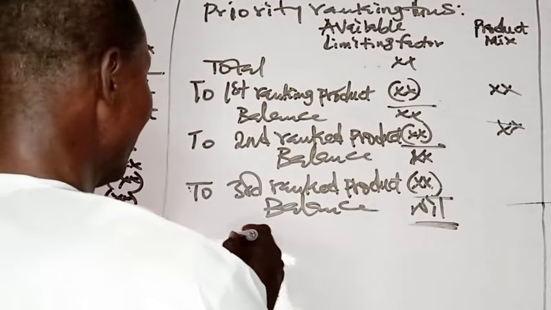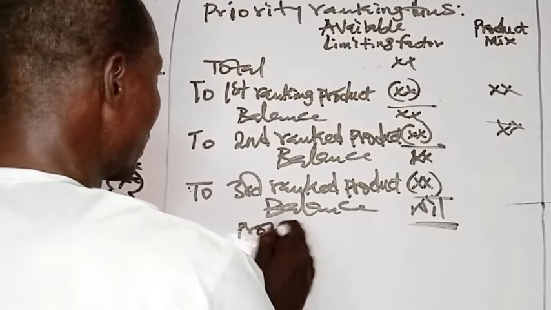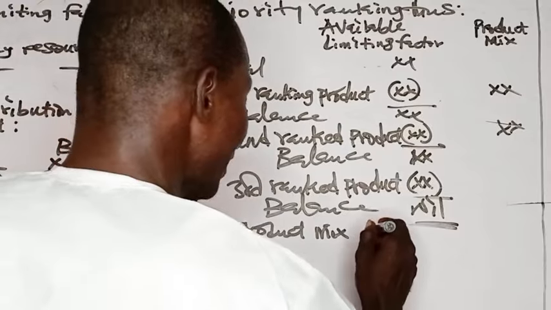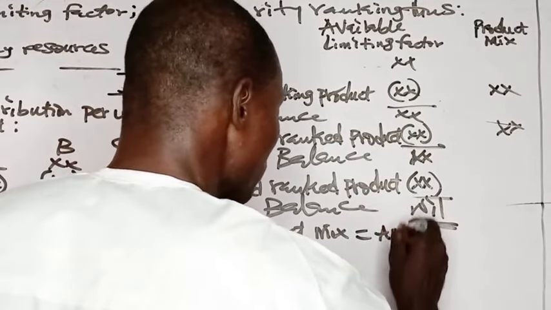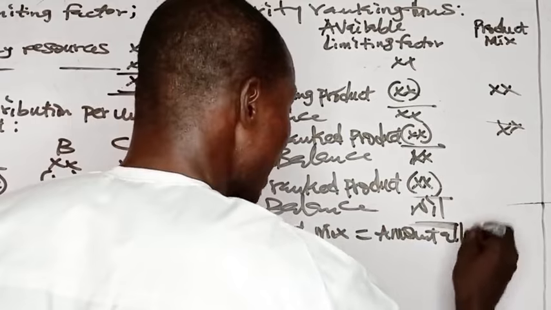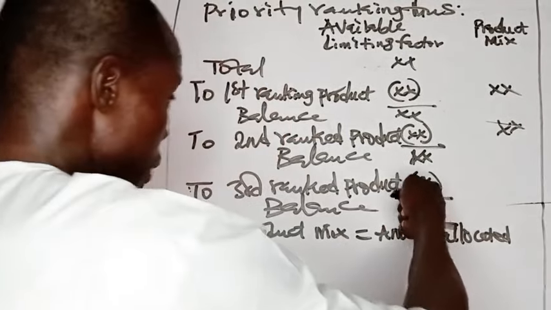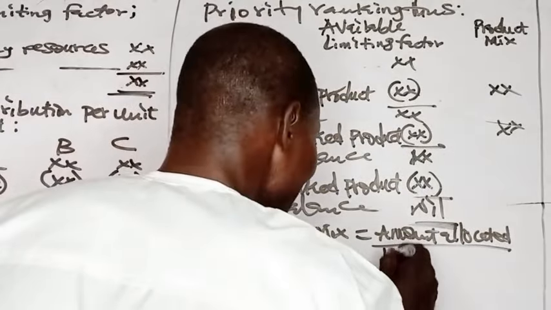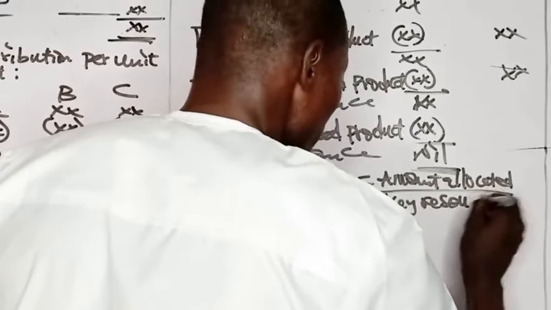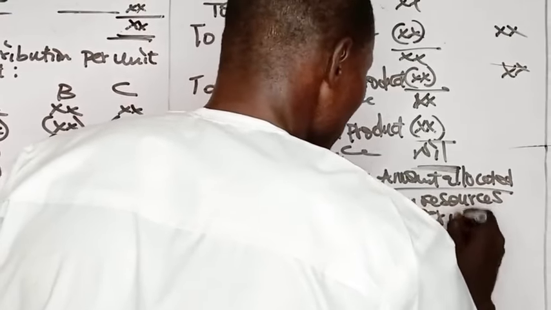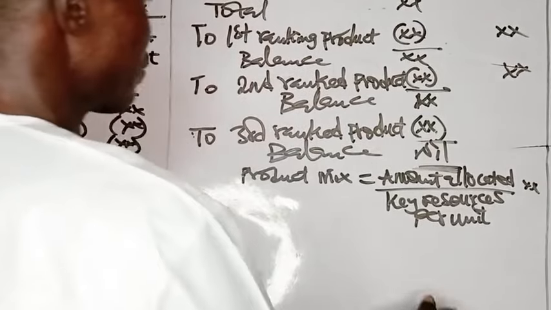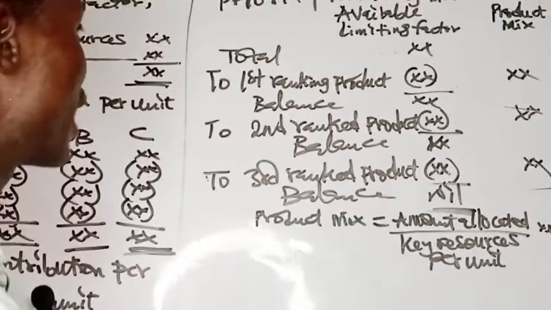So to calculate the product mix for this product now, it will be the amount allocated, the amount you allocate here, divided by key resources per unit of that product. So this will give you the product mix for this. So this is the step. By the time we take a worked example, you will understand me better.